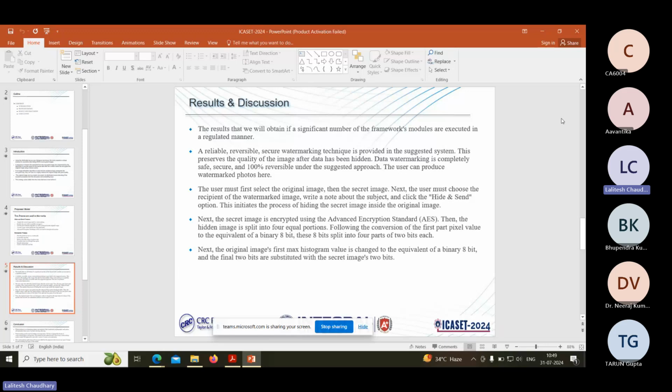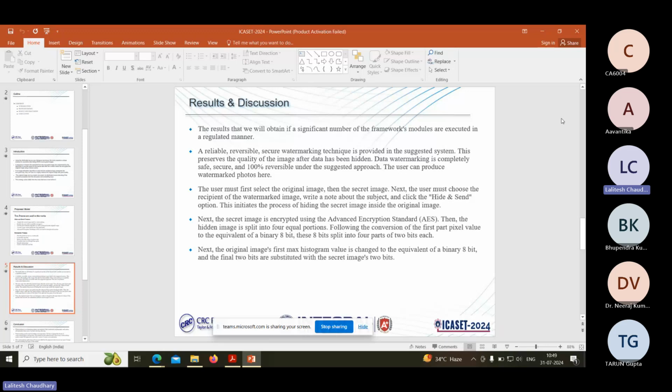The user must first select the original image, then the secret image next. The user must choose the recipient of the watermarking image, write a note about the subject, and click the hide and send option. This initiates the process of hiding the secret image inside the original image. Next, the secret image is encrypted using the advanced encryption standard.